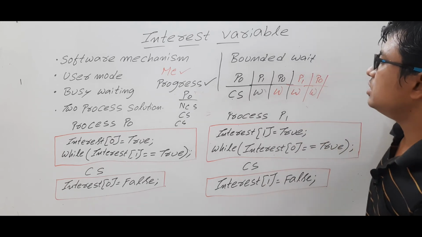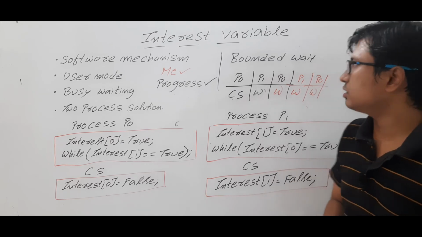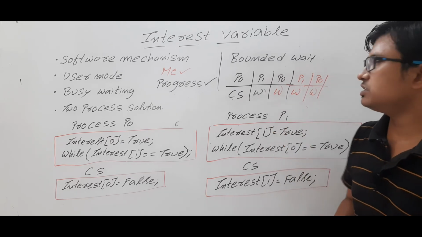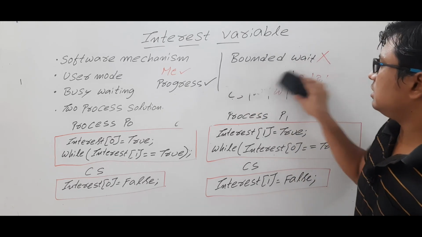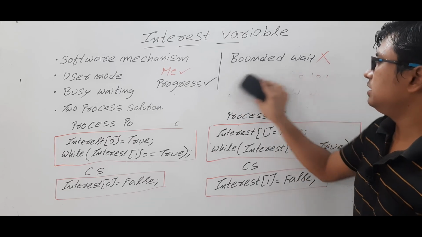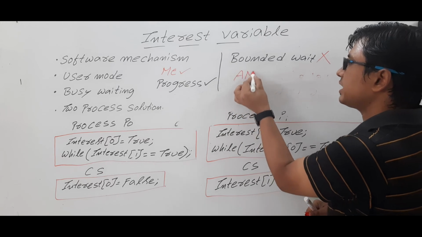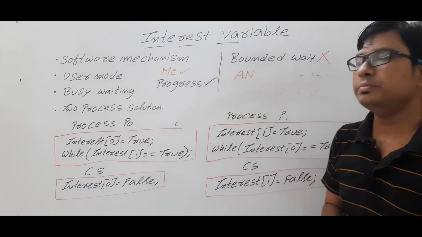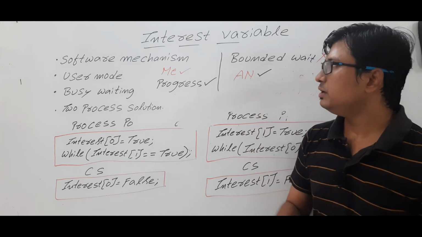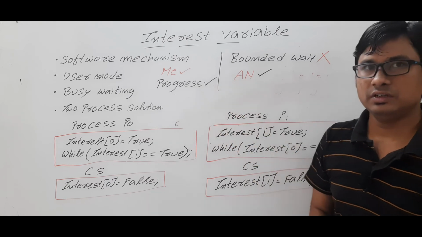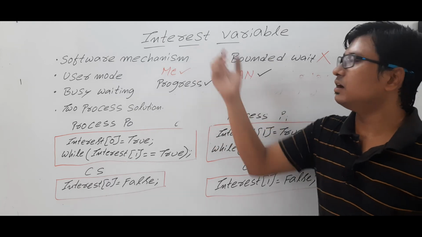Am I right or wrong? So the interest variable sometimes leads to deadlock. If there is a deadlock, bounded waiting is not achieved at all. Am I right or wrong? So this is the limitation with the interest variable: there is a deadlock. Okay, now architectural neutrality: as it is a software mechanism, this solution can be implemented in any operating system. So architectural neutrality has been achieved. So mutual exclusion, progress and architectural neutrality have been achieved. However, deadlock is there in the interest variable.